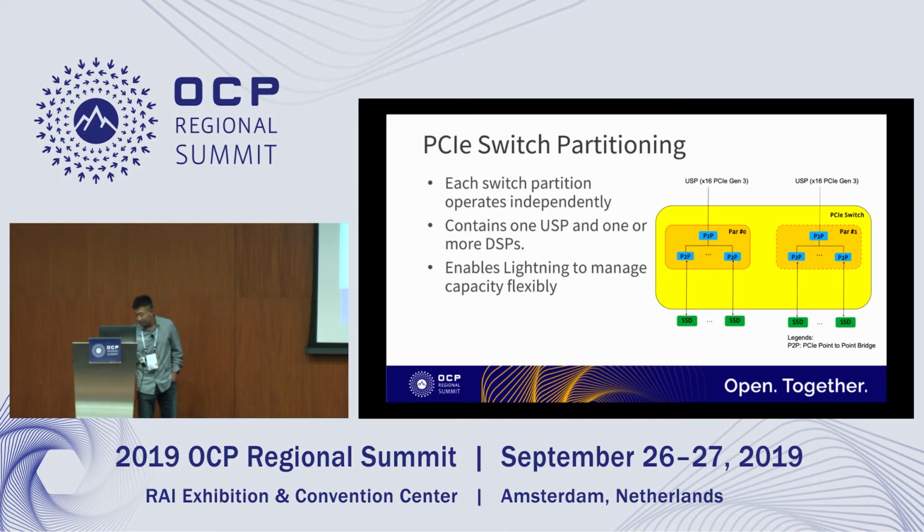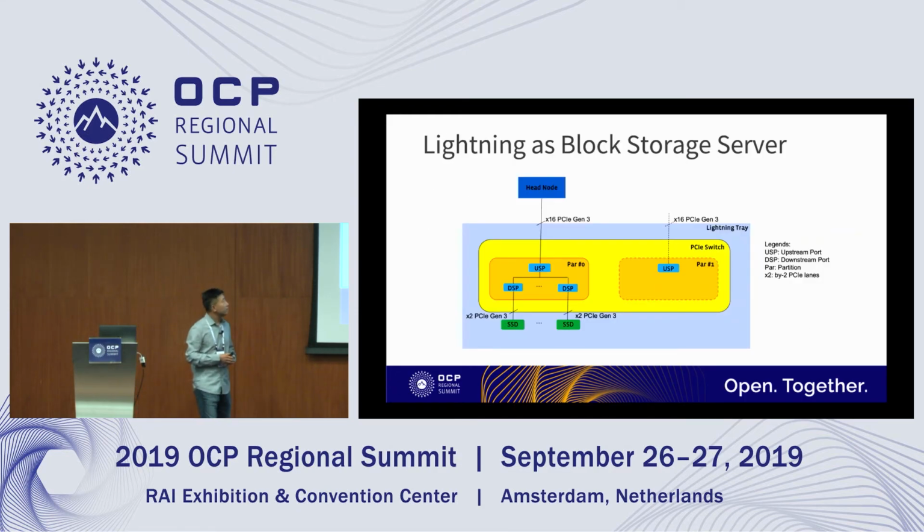And here is how. So this is one configuration we use to run Lightning as a block storage server, and this is actually our primary use case in our data center. And you can see here we have two partitions, but we only use one partition, right? In this partition, we have assigned all the SSDs, and then we only connect one head node to the x16 upstream lane. And this is, again, because the software stack running here is lightweight, and then they're able to consume all the flash capacities within the chassis.